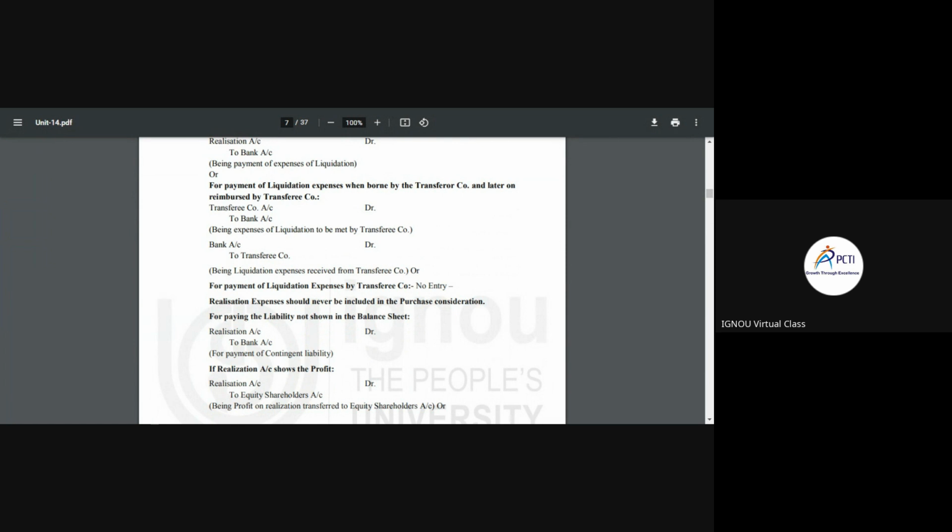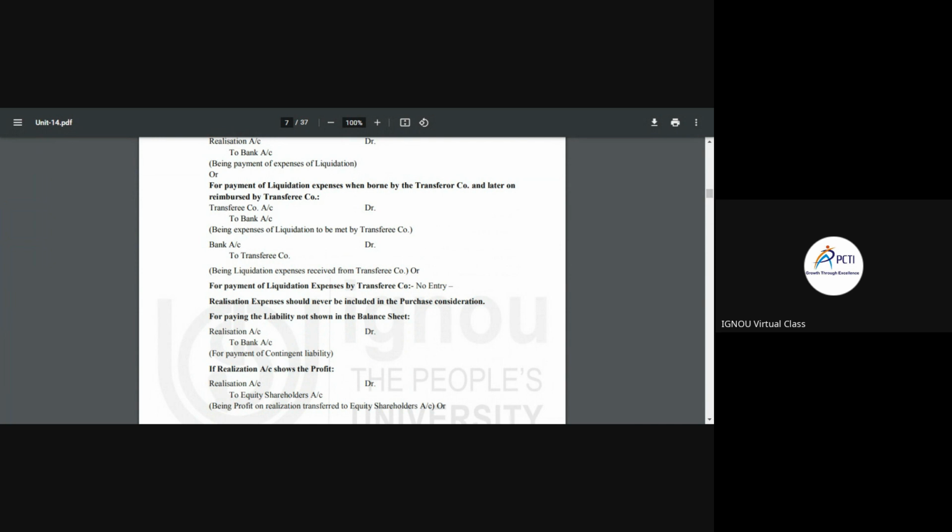The first entry we will pass is for the expenses of liquidation to be met by the transferee company, and the second entry which we pass will be being liquidation expenses received from the transferee company. Next one is for payment of liquidation expenses by the transferee company, then no entry will be passed.